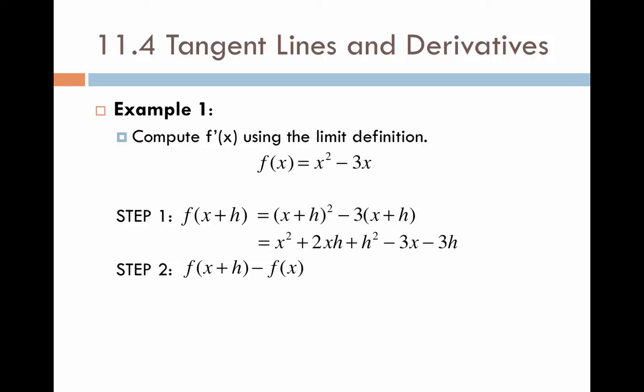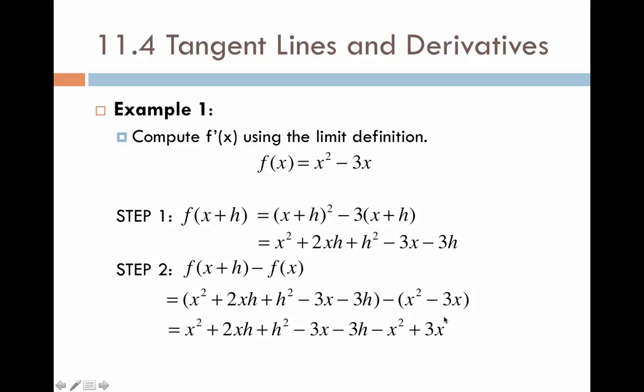Step 2, you want to find f of x plus h minus f of x. So we're taking our answer from step 1 and we're subtracting the original function. So this is what we're looking for. We're going to distribute that negative through. This is what we get. And then combining like terms and canceling terms. This is how it simplifies.